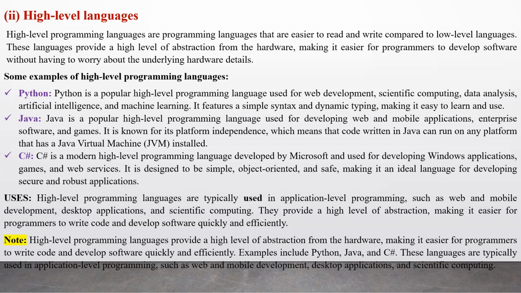Uses. High-level programming languages are typically used in application-level programming, such as web and mobile development, desktop applications, and scientific computing. They provide a high level of abstraction, making it easier for programmers to write code and develop software quickly and efficiently.